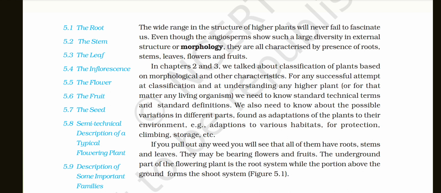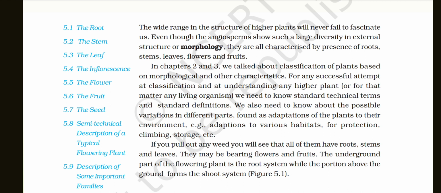In Chapter 2 and Chapter 3, we talked about classification of plants based on morphological and other characteristics. For any successful attempt at classification and at understanding any higher plant, or for that matter any living organism, we need to know the standard technical terms and standard definitions. We also need to know about the possible variations in different parts found as adaptations of the plants to their environment. Example, adaptations to various habitats for protection, climbing, storage, etc.